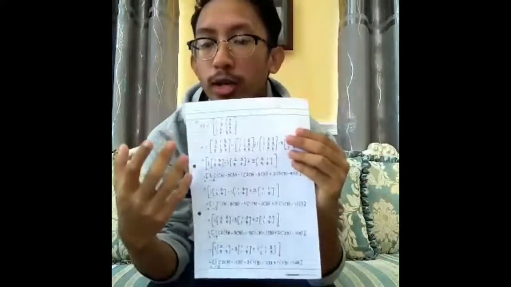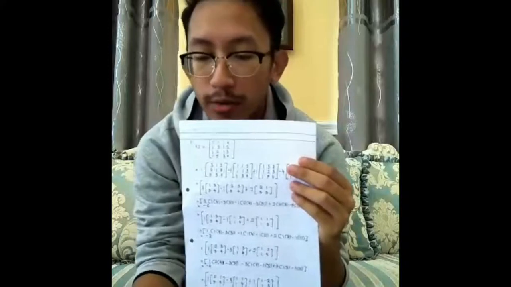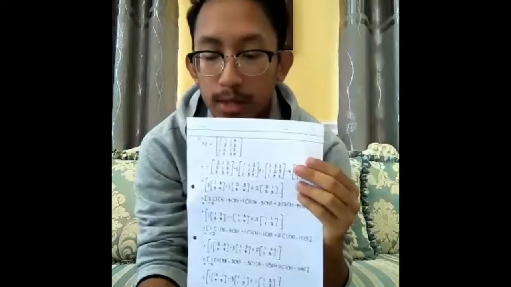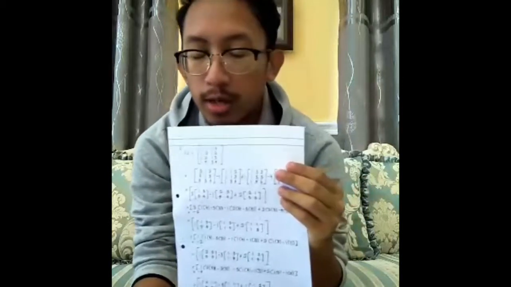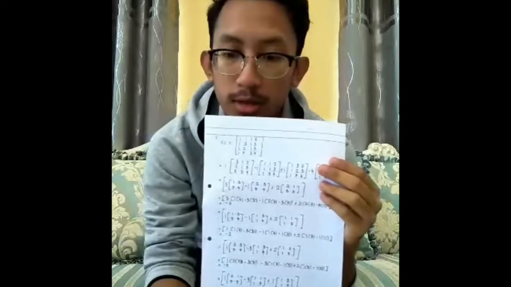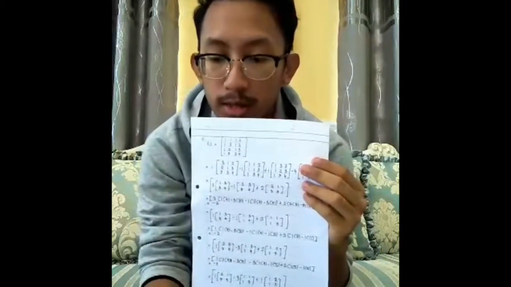So what actually is a determinant? A determinant is a value that tells us if a matrix has an inverse or not. If the determinant is 0, which means the matrix is a singular matrix, it doesn't have any inverse. So we can never convert a matrix into an inverse if the determinant is 0.